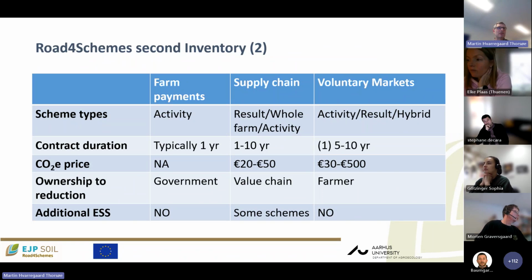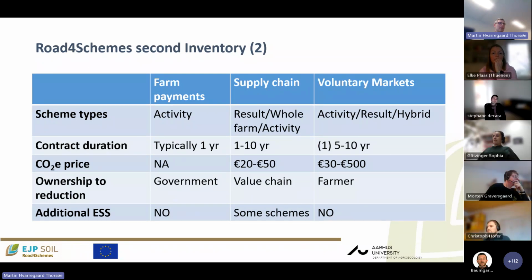We can also see in terms of contract duration, they are typically short when it comes to farm payments. And in general, across these different scheme types, we rarely see schemes that have a duration of more than 10 years. So it's relatively short schemes. And also, for the most part, a very small price is actually paid for these CO2 reductions. So in that sense, for the farmers, for the most part, a lot of these schemes may cover some of the costs of adopting some of these practices, but not necessarily much beyond.